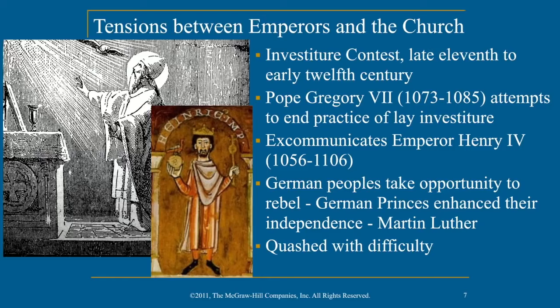The German peoples then take an opportunity to rebel. German princes enhance their independence during this time. Because of the inability by both groups to really come to an agreement on this, these German princes decide that they're going to do their own thing. This eventually will come back when we talk about Martin Luther and why he's able to be successful in his Reformation efforts, with the Catholic Church eventually leading to Protestantism. But these German princes really are able to do their own thing, largely because no one's really telling anybody who's in charge.